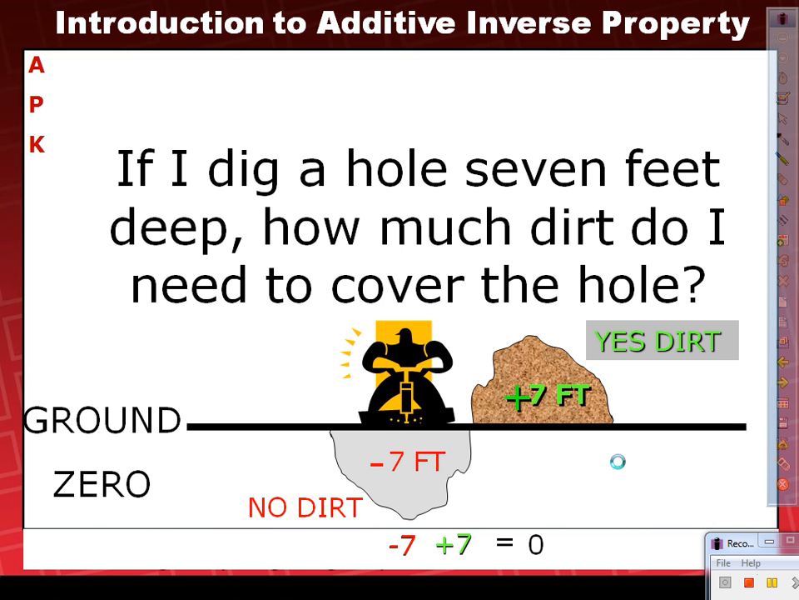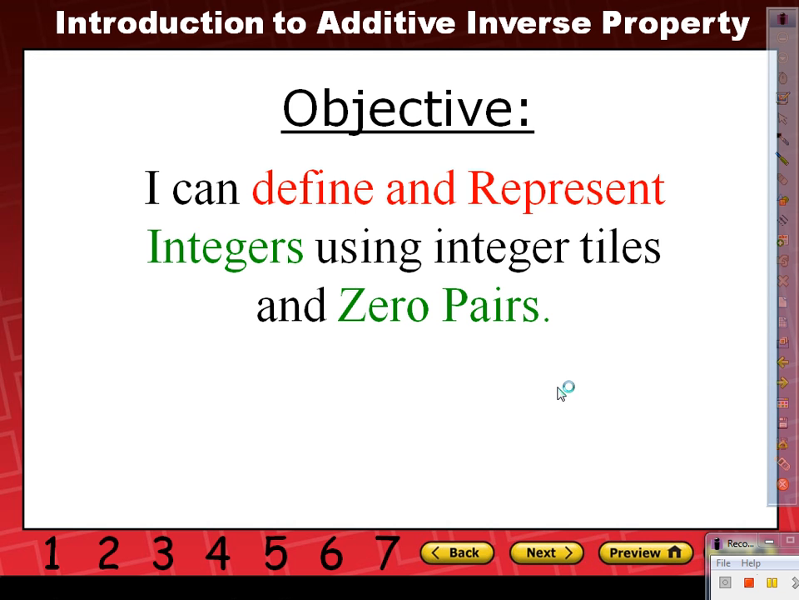From there, I also did an intro of the lesson, the objective. And I said, I can define and represent integers using integer tiles and zero pairs. Let's read it together. 1, 2, 3. I can define and represent integers using integer tiles and zero pairs.